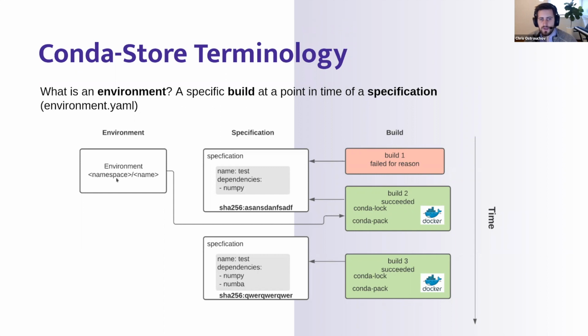So we have an environment that's just a pointer to whatever the current build is for that given environment. And then we have a bunch of successive builds that are tied to environment.yaml files. And you'll notice that you can have multiple builds for the same specification. And this is because if you have an environment.yaml that's not pinned down, it could happen that NumPy comes up with a newer version. And if you do another build, you'll actually get a newer version of NumPy in the next build. So it's important to keep track of all the different versions through time.